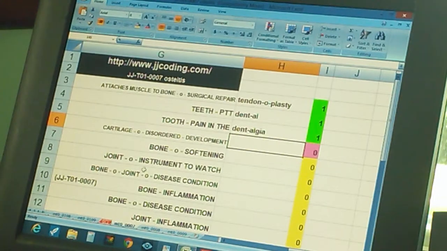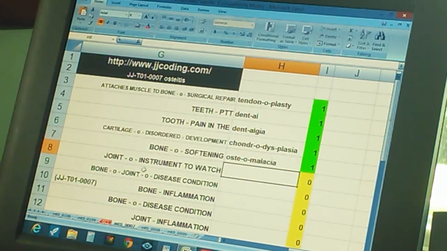Cartilage, O, disordered development. Chondrodysplasia. Bone, O, softening. Osteomalacia. Joint, O, instrument to watch. Arthroscope.